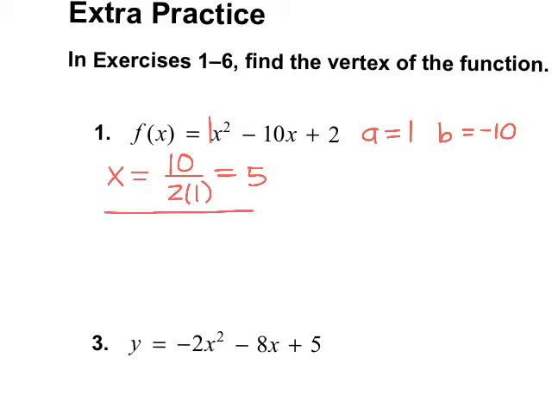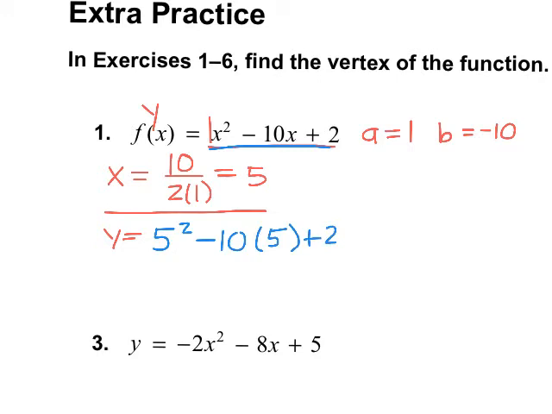Okay? So to find the y value of my vertex, y is the same thing as f of x. So I would do y equals, and then I would just copy this function in here. So instead of x squared, I'm going to plug my x value that I know in, 5 squared, minus 10 times the x value I just found, which is 5, plus 2. And then you just work out the math.